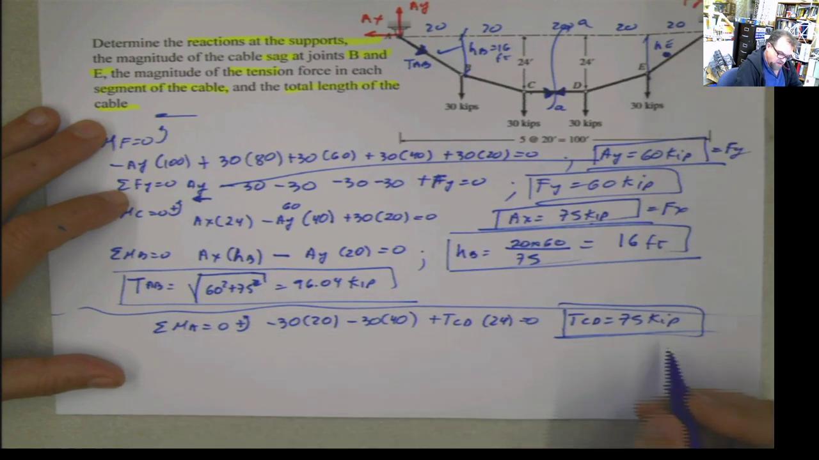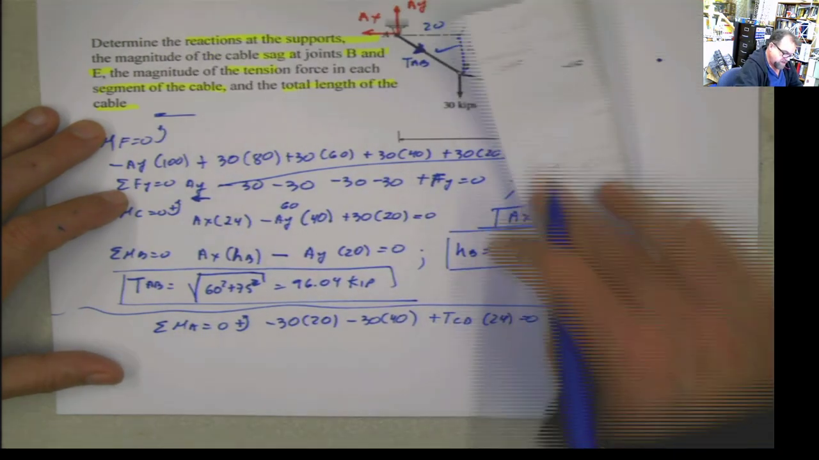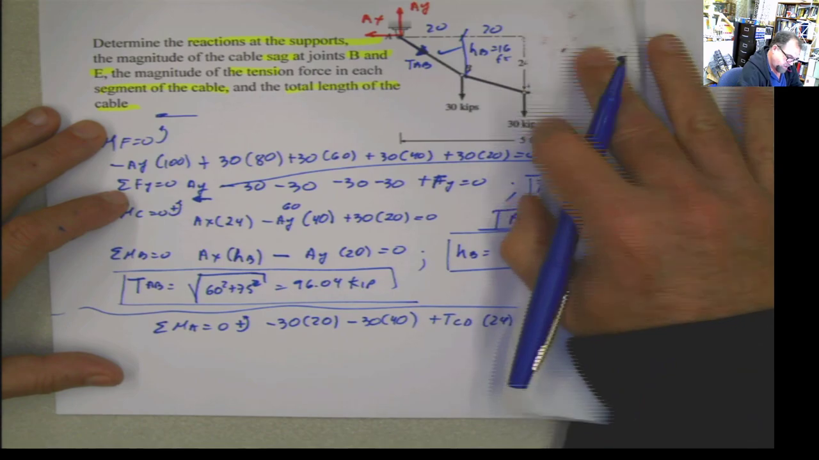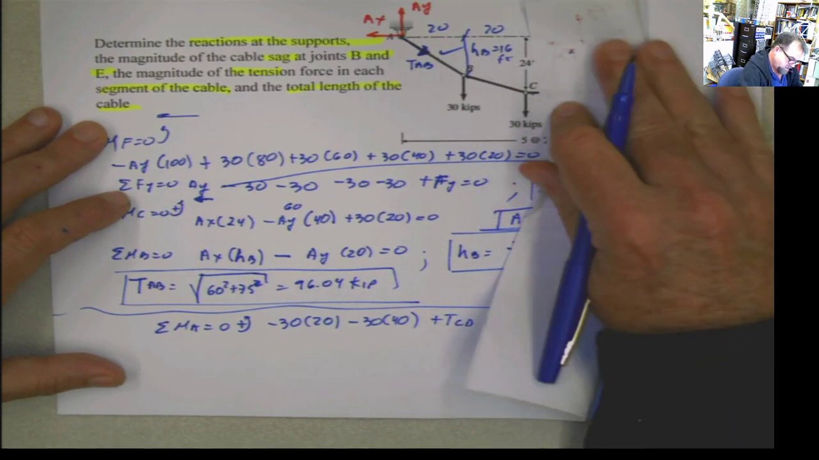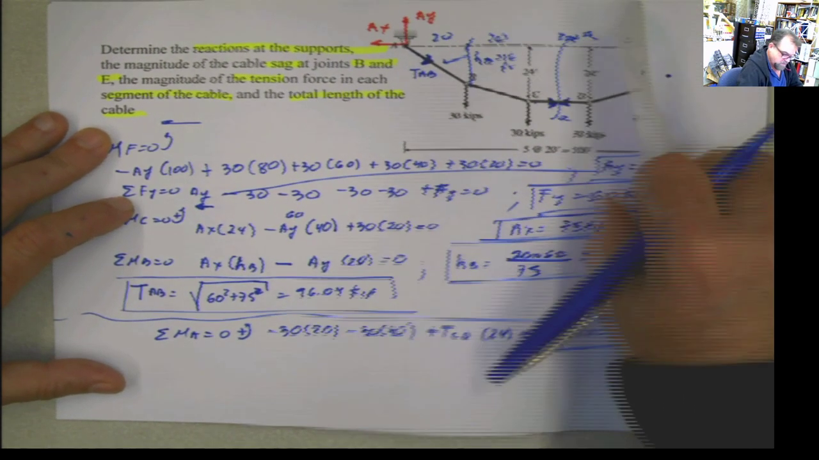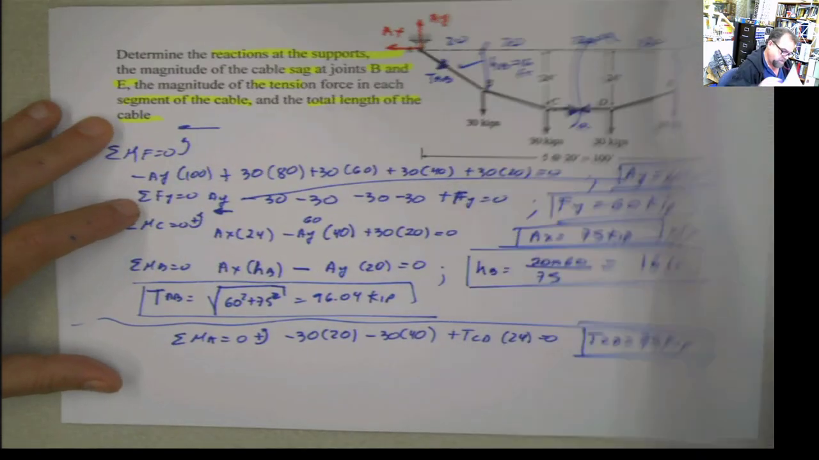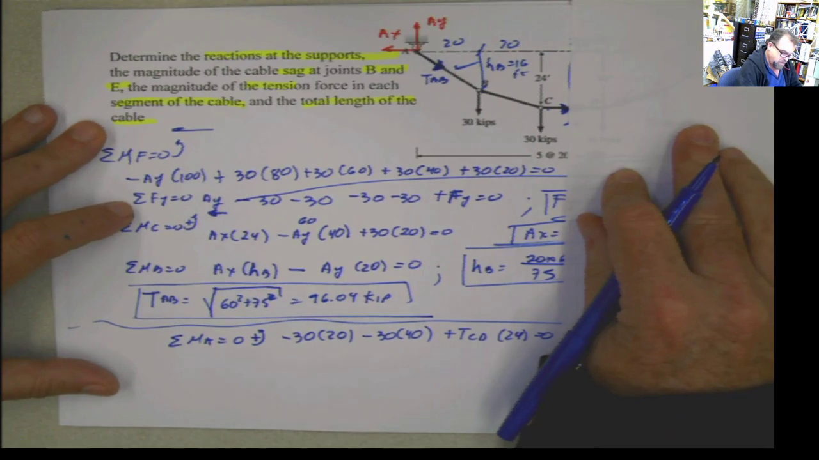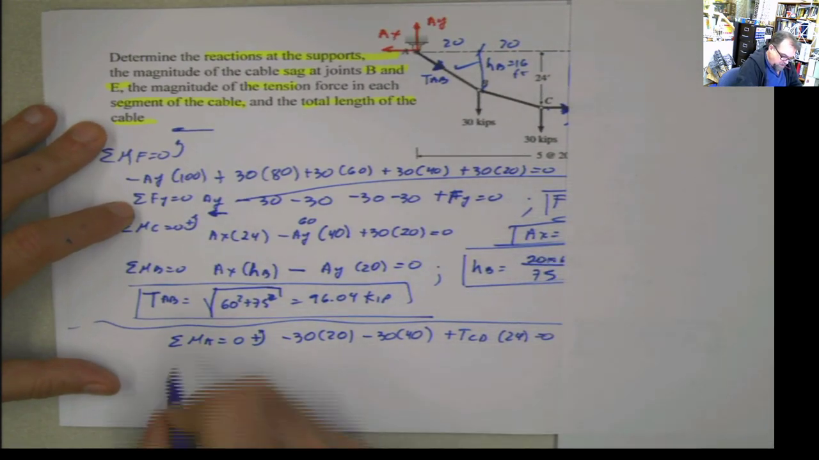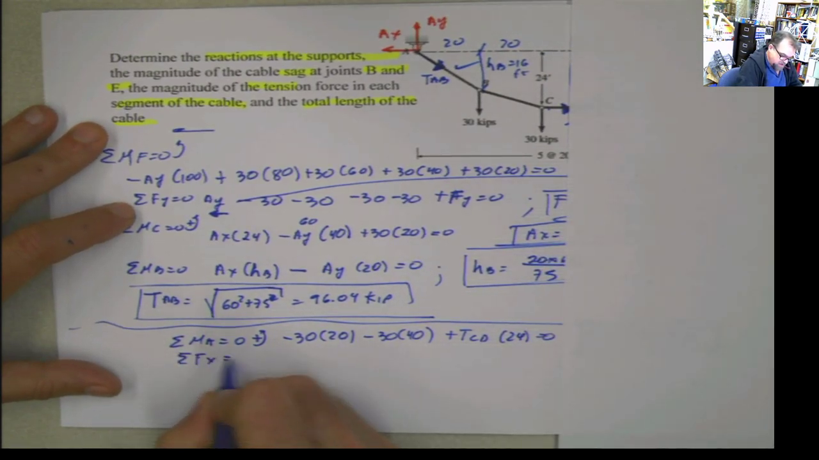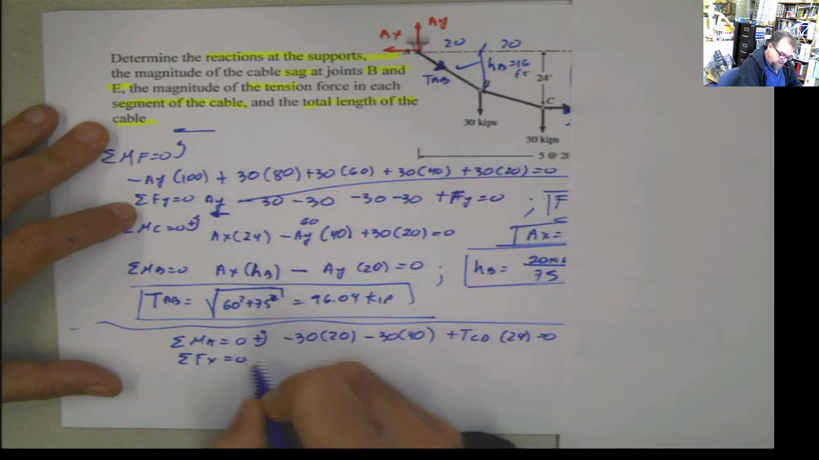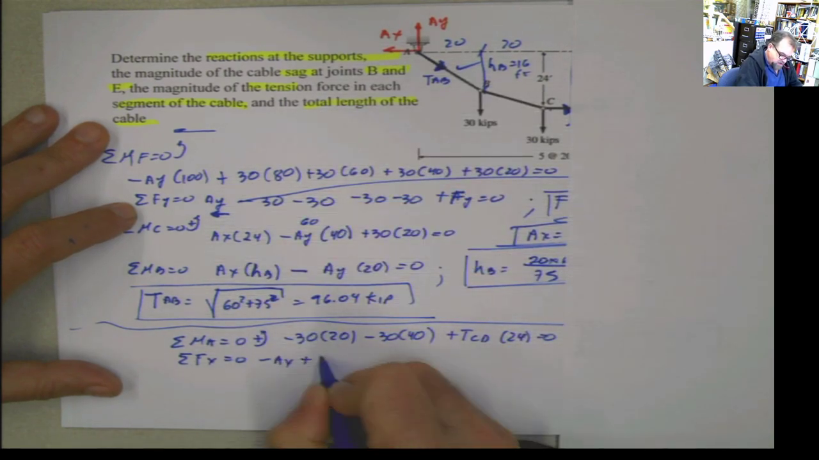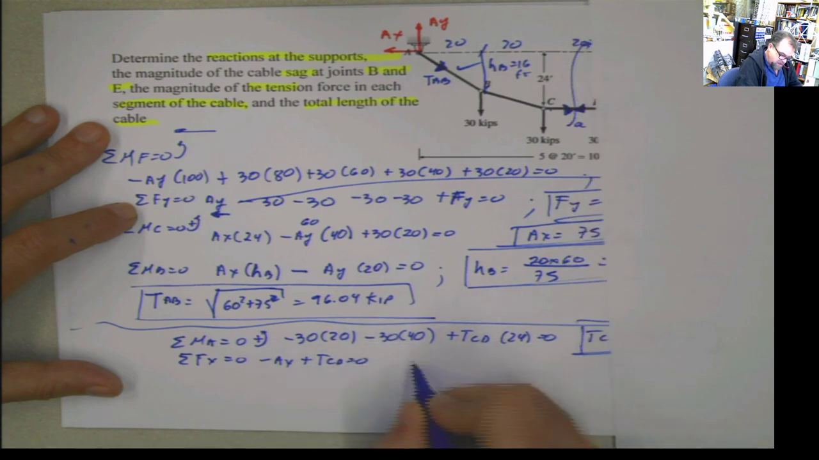And why did I do that? I don't even know, because if you realize, in the same section, when I did that before, instead of doing that moment, I could have said summation of forces in x equals 0, and then you have negative AX plus TCD equals 0, and I could have calculated directly here 75.